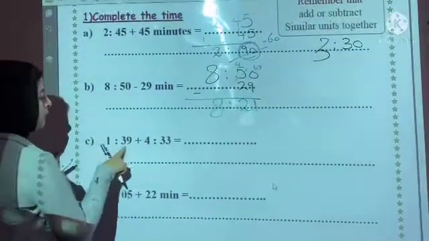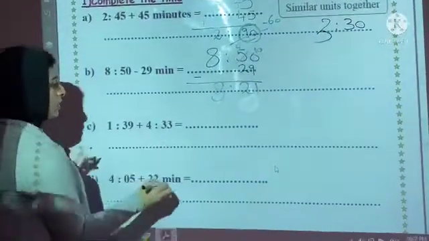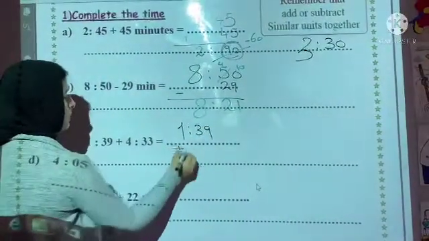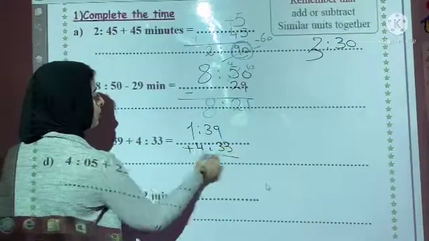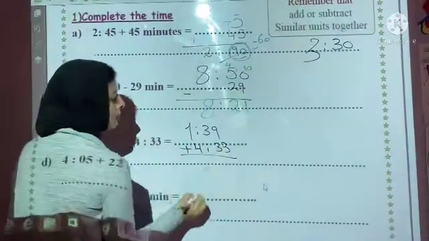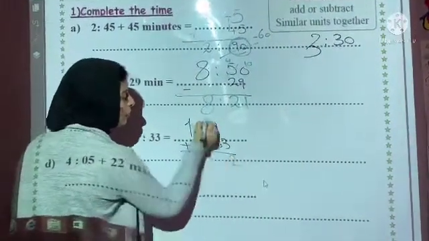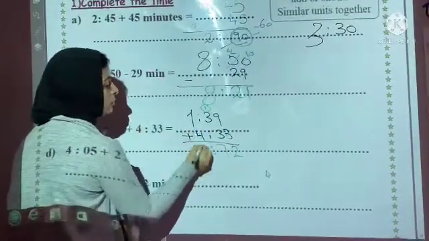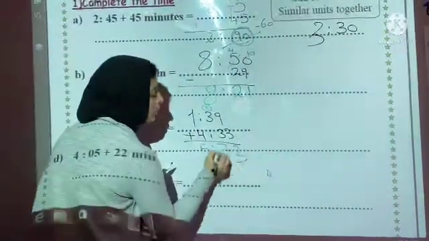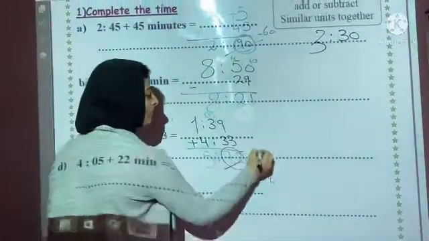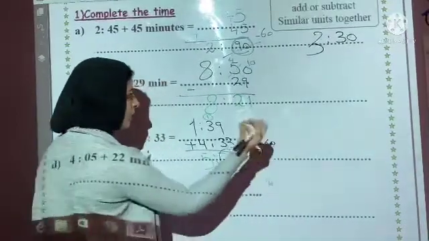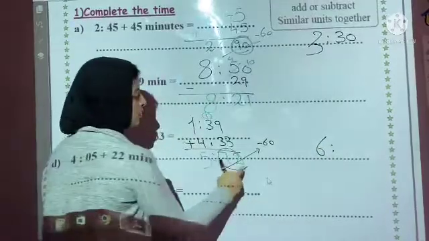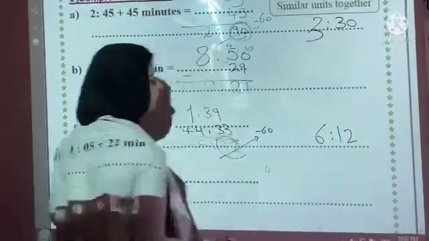Here I have 1 and 39 plus 4 and 33. So I'm gonna make it hours with hours and minutes with minutes. And I start with minutes. So 9 plus 3, it will be 12. 2 and carry up 1, 1 plus 3, 4, 4 and 3 it will be 7. And 1 plus 4 it will be 5. But I can't put a number larger than 60 in the minutes. So I'm gonna subtract 60. And now I have 1 hour. So this 5 will be 6. And 72 minus 60, it will be 12.